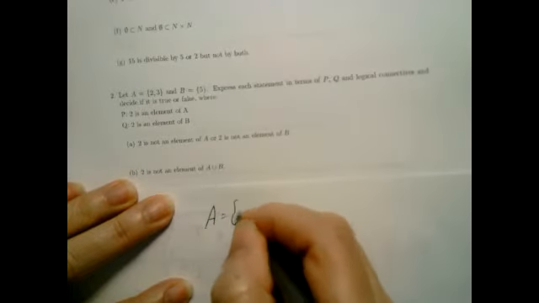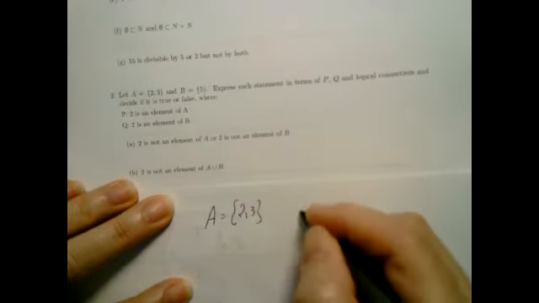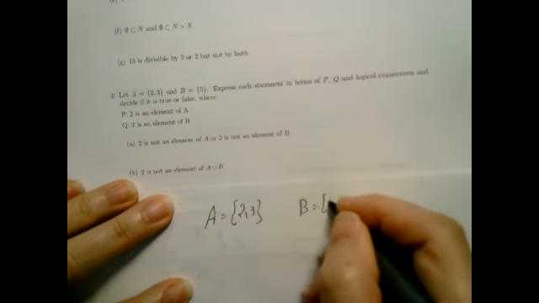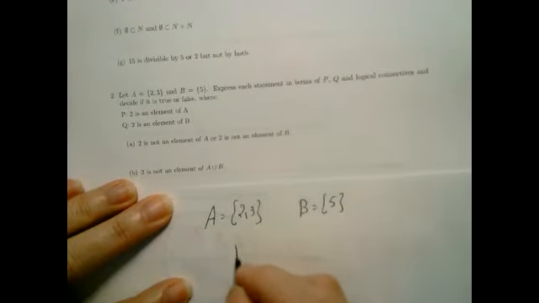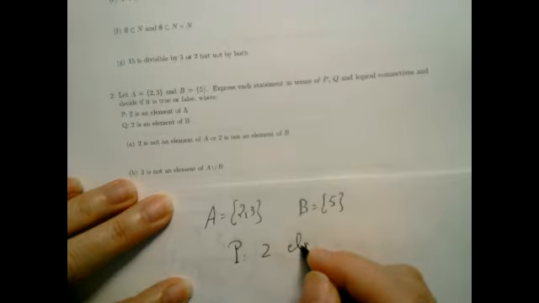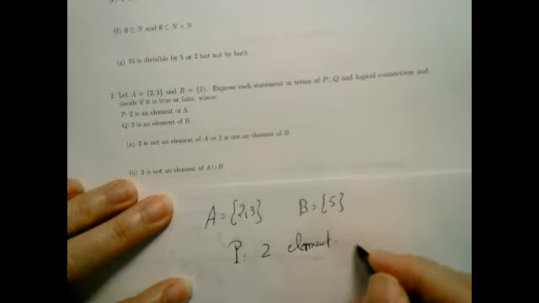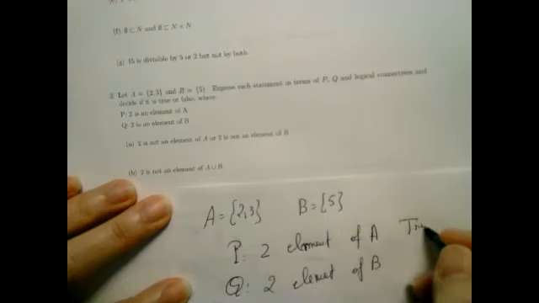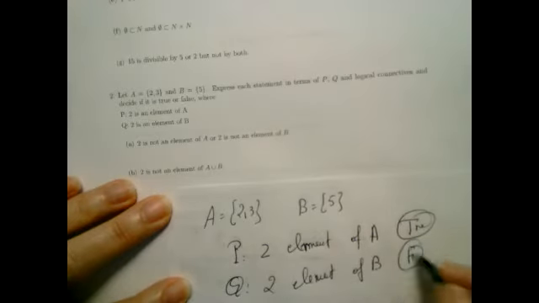So what am I asking here in 2B? I'm giving you 2 sets, A, that consists of 2 elements, and B, 1 element. And I introduce 2 statements, P, 2 is an element of A, and Q, 2 is an element of B. And we say, of course, this is true, and this is false. All right, so that was my setting.